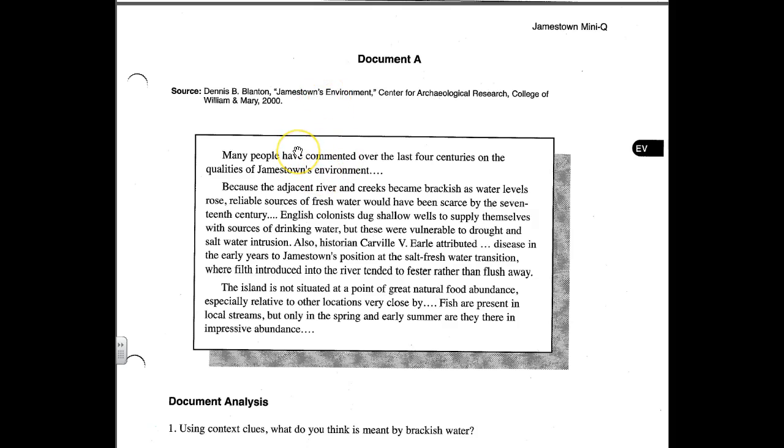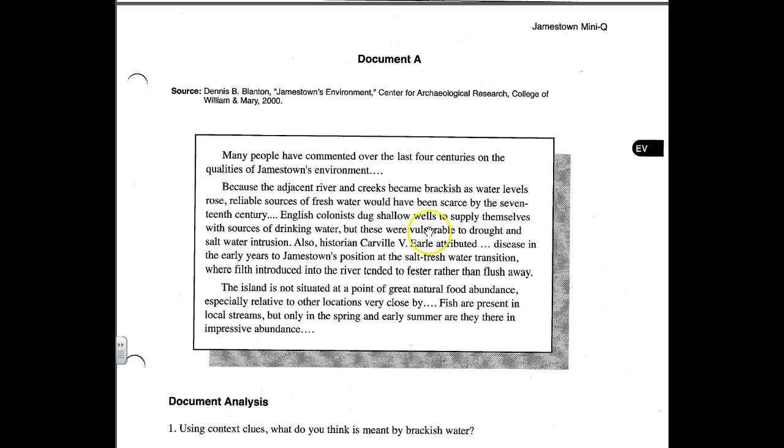But in any event, Document A is a reading from Dennis Blanton, titled Jamestown's Environment. Let's take a look at a close reading of it. Many people have commented, Mr. Blanton is writing here, over the last 4 centuries on the qualities of Jamestown's environment. Because the adjacent river and creeks became brackish, there is a word you're going to see in this mini-Q. It's also a word that you will see on your Quizlet vocab deck. I'm not going to define it for you here because it's one of the questions following the document that you'll need to figure out. But because the adjacent river and creeks became brackish as water levels rose, reliable sources of fresh water would have been scarce by the 17th century.